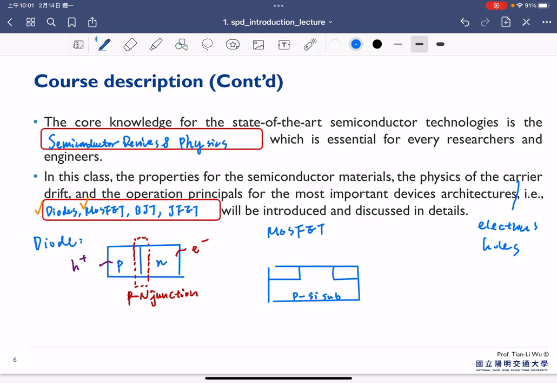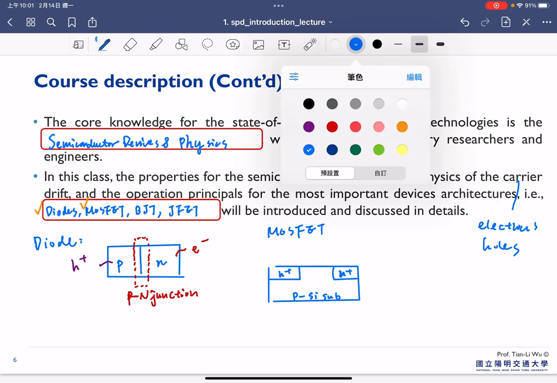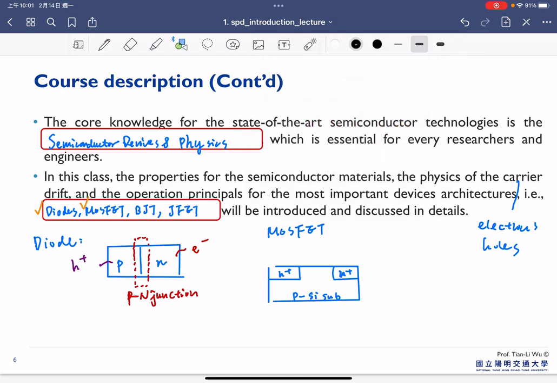We will make this place what we call N plus. Usually this is made by doping, which can be done, for example, by implantation or diffusion. We will not discuss how that happens, but later we will shortly talk about this. And then we make an insulator here, and usually we use silicon dioxide as the insulator. And then we make the gate metal on top of our insulator.